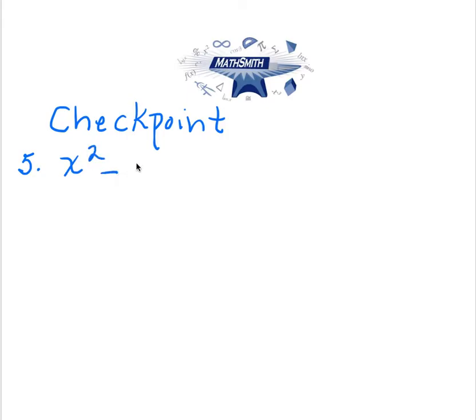Okay, students, we're coming back and doing the checkpoint for 5 through 8. I'm hoping that you have done this already off screen and have your answers ready to check. All right, so 5 says x squared minus 5x plus 4.